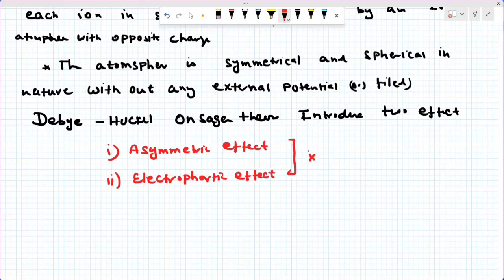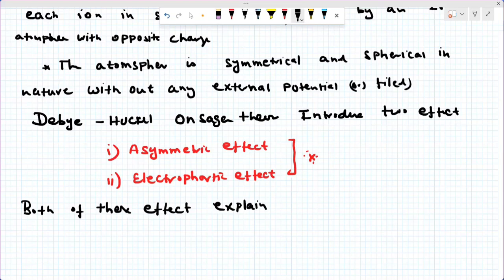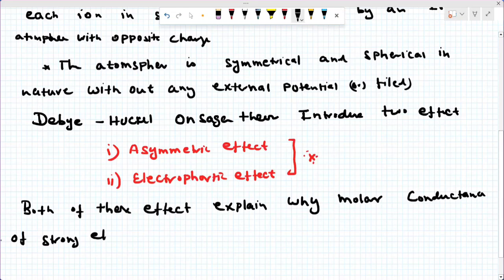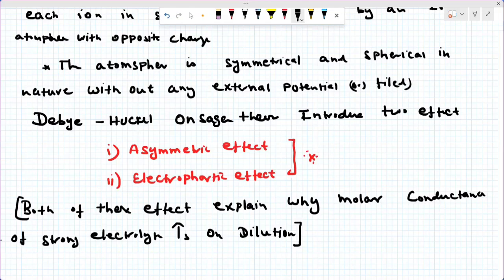Now, what is the use of these two effects? Please note, both of these effects explain why the molar conductance of a strong electrolyte increases on dilution. Whenever a strong electrolyte undergoes dilution, the molar conductance increases. What is the reason? It can be explained by two effects. According to Debye theory, two effects are introduced: one is the asymmetric effect, and one is the electrophoretic effect.